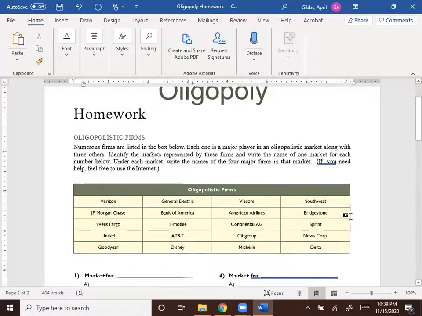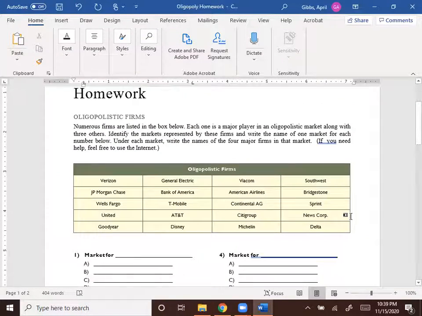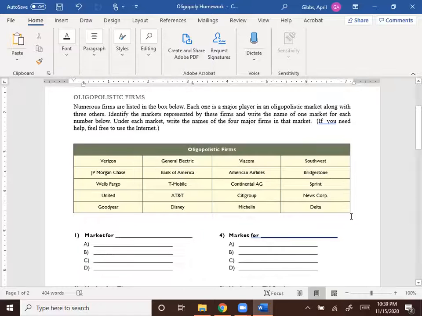The oligopoly homework, because the other one was not good. Sorry, it says numerous firms are listed in the box below. Each one is a major player in an oligopolistic market along with 3 others. Identify the markets represented by these firms and write the name of one market for each number below. Under each market, write the names of the 4 major firms in the market.